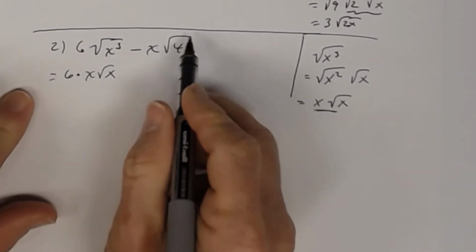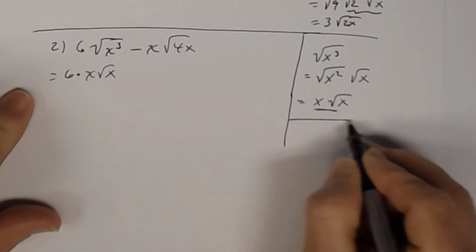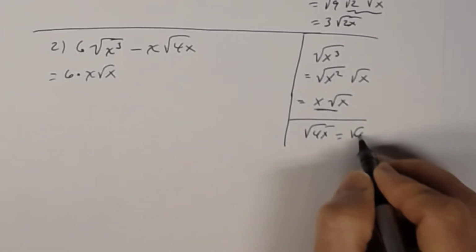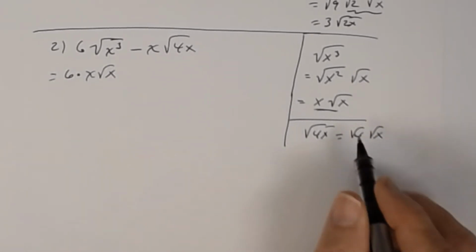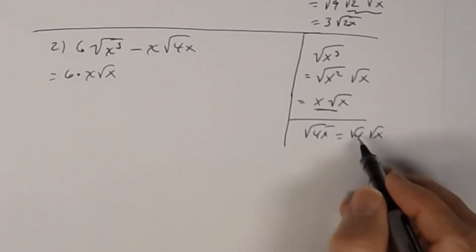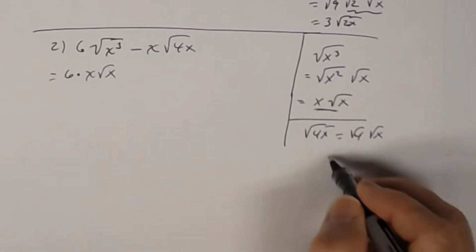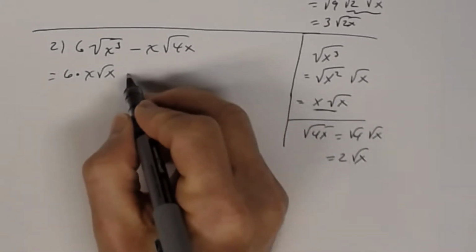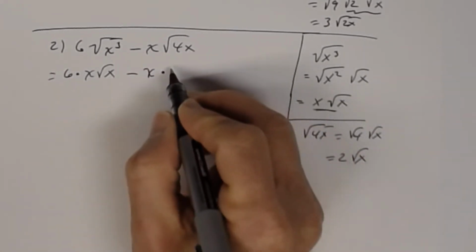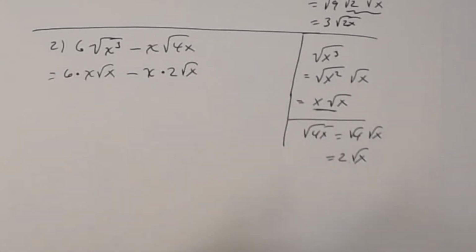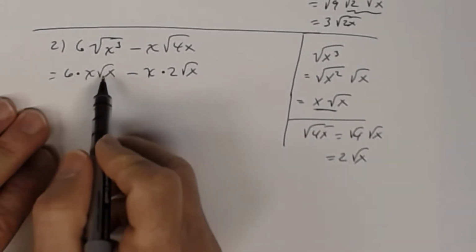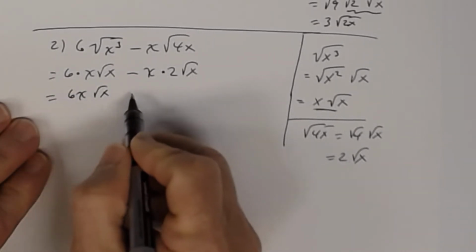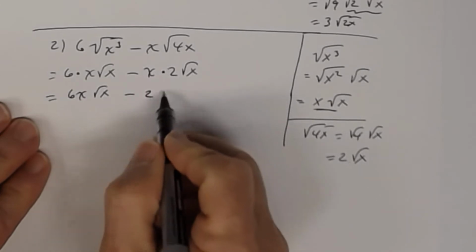Okay? Now let's talk about the square root of 4x. I know that the square root of 4x I can write as the square root of 4 times the square root of x using a product property that we've learned previously. And I know that the square root of 4 is 2, so I get 2 square root of x. So that is just the square root of 4x. So that becomes minus x times 2 square root of x. Okay? So then let's go ahead and rewrite this. I'm just going to rewrite as 6x square root of x minus, I'm going to put the 2 in front, so 2x square root of x.